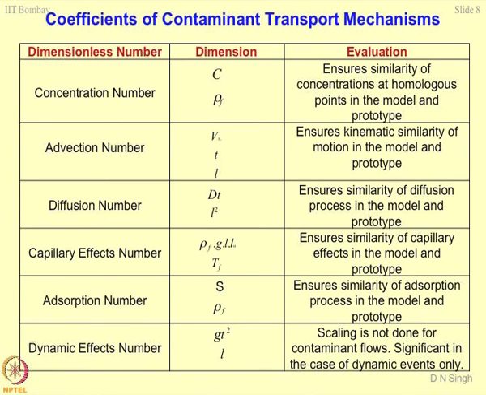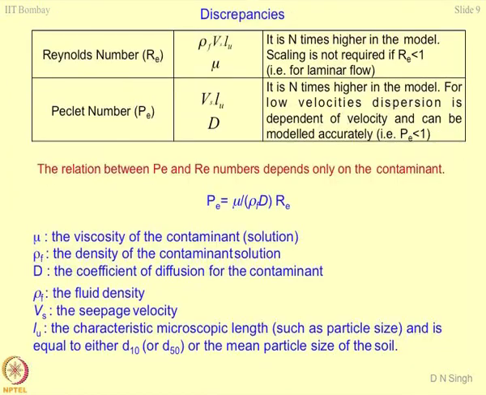Well, there are a few anomalies. What are the anomalies? Discrepancies. The discrepancy number 1 is Reynolds number. You have been dealing with Reynolds number always when you talk about seepage flow. How do you define this term? It is inertial forces divided by viscous forces. So, this is nothing but the inertial force.